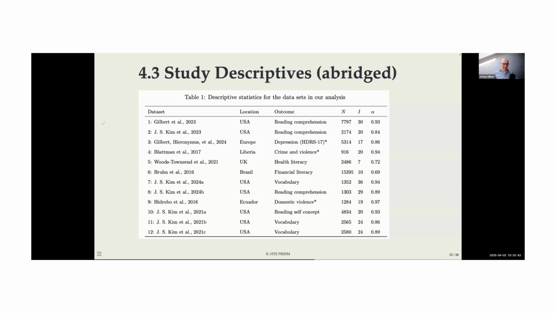The ones marked with asterisks are outcomes where lower values are preferred. For example, you want your intervention to reduce depression, reduce crime and violence, reduce domestic violence, but you'd want your intervention to increase health literacy, financial literacy, and so forth.